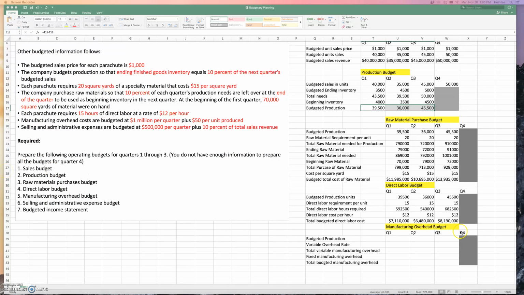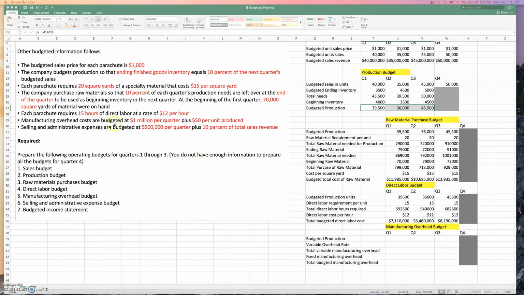To prepare the manufacturing overhead budget, similar to the raw material purchase budget and the labor budget, we need to know our production units. And once we know how many we need to produce, we can calculate how much we need to spend on raw material for each quarter, and how much we need to pay for labor for each quarter. And similarly, we can calculate how much overhead we need to apply for each quarter.